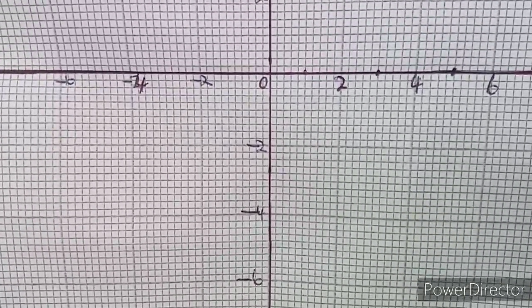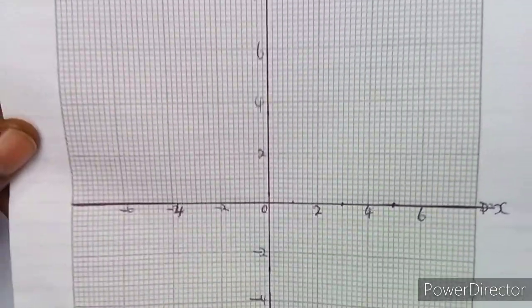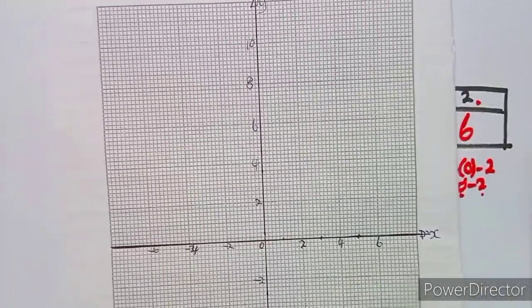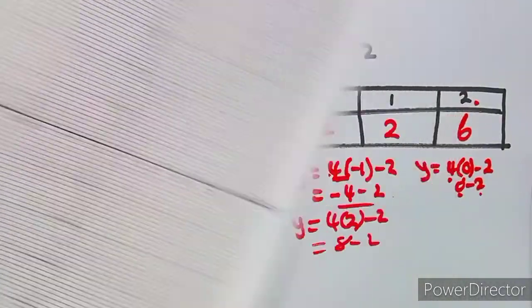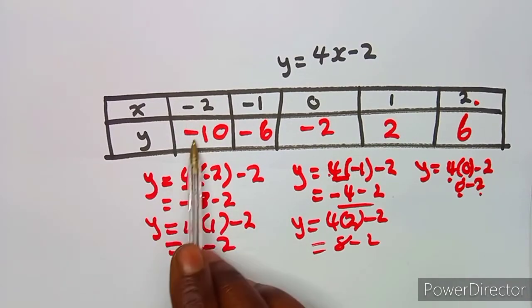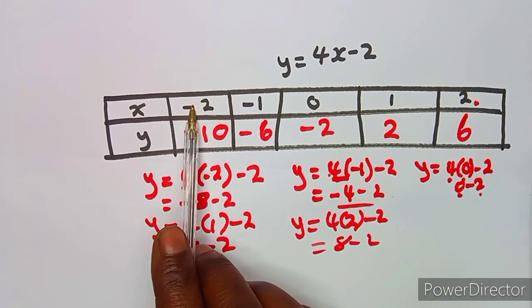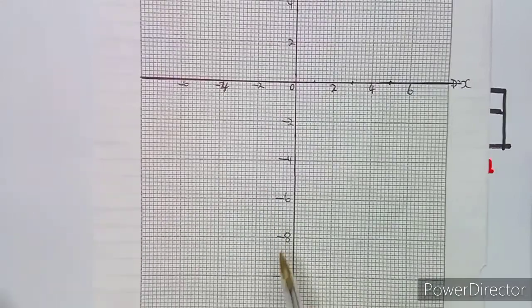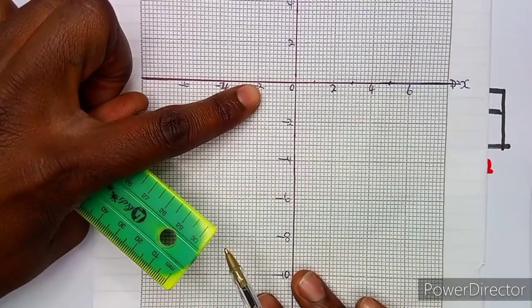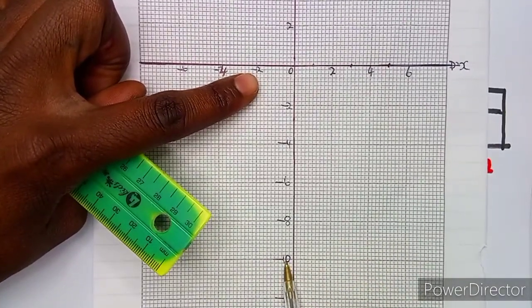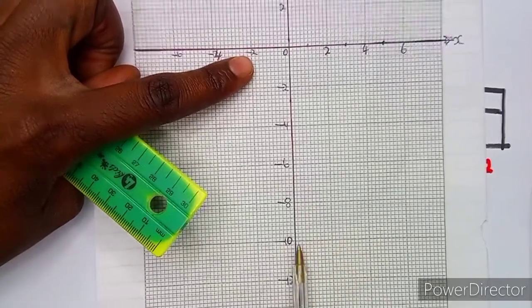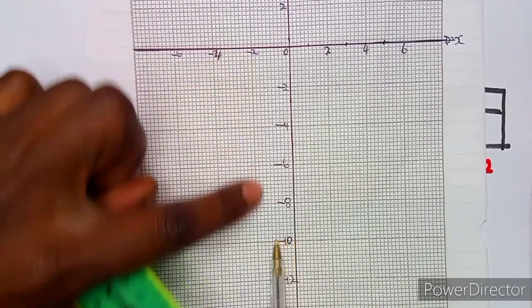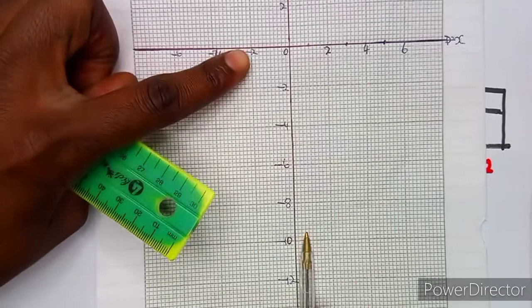But as you can see, this one that I'm having, you just input your information there. It's just a matter of marking -2 versus -10. So it's -2 here in x and -10 in y there. So -2 here, -10 here. Where these two meet, they meet at this point.